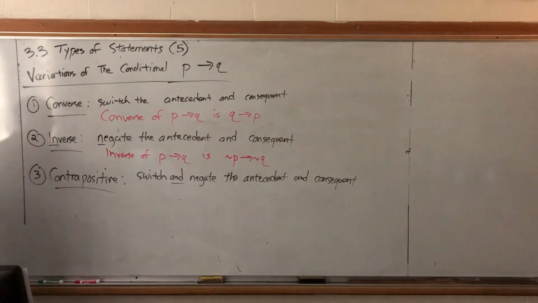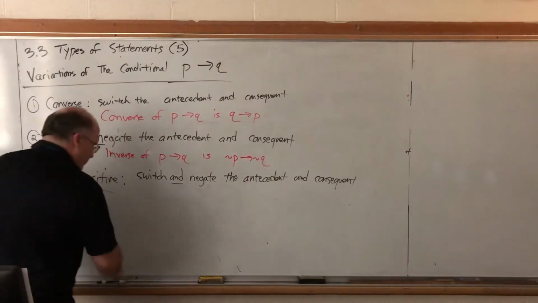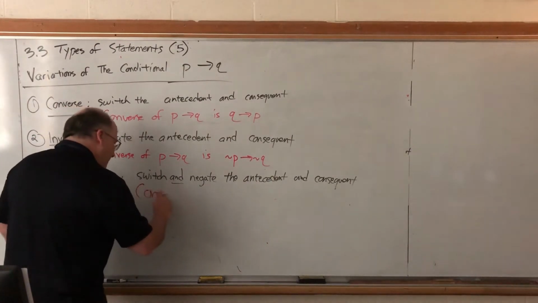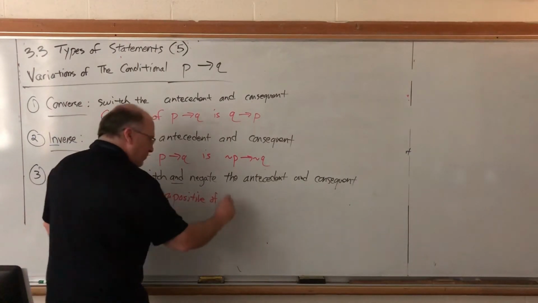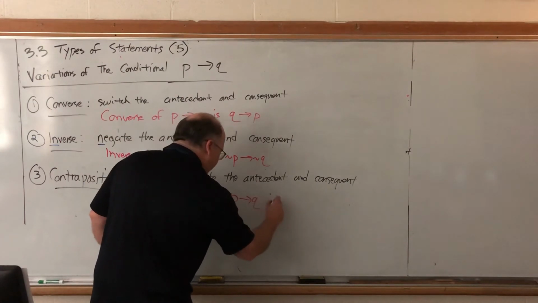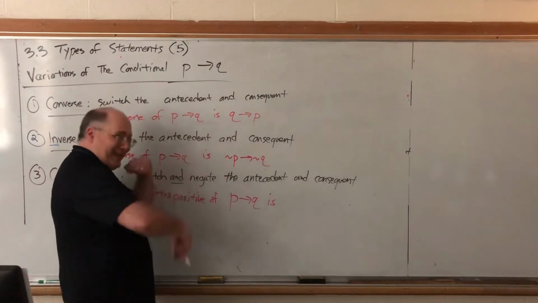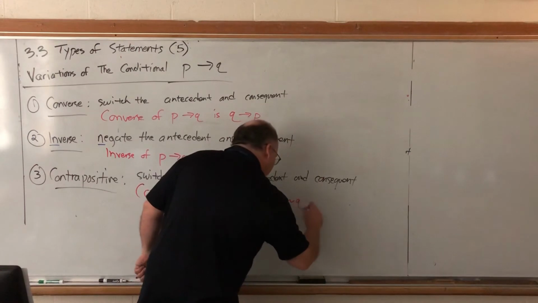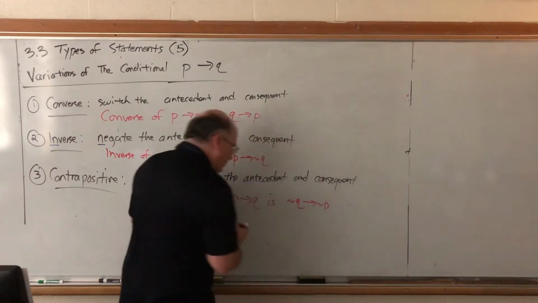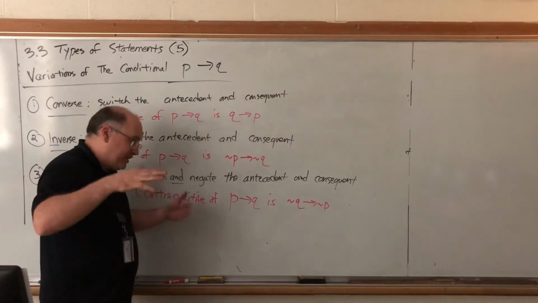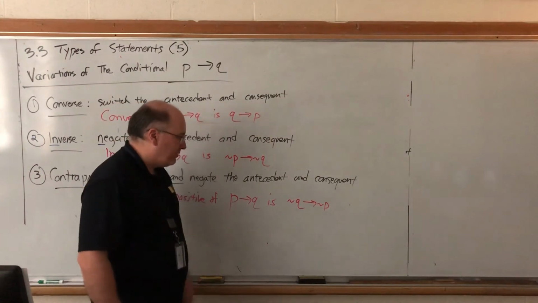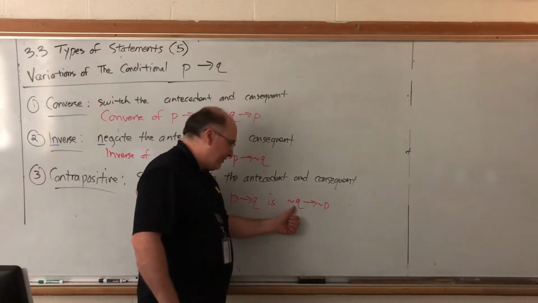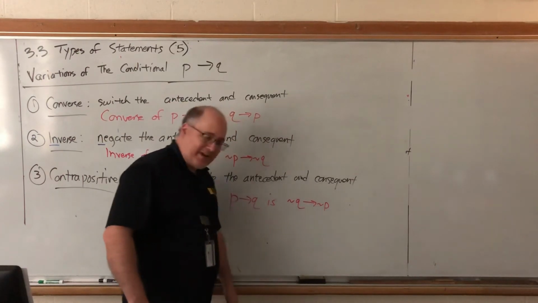But let's get back to contrapositive, where you do both. You switch and negate. So the contrapositive of P pointing to Q is switch them and negate them. Negation Q pointing to negation P. Let's use the money car example again. If I have money, then I will buy a car. If I don't have a car, then I didn't have money.